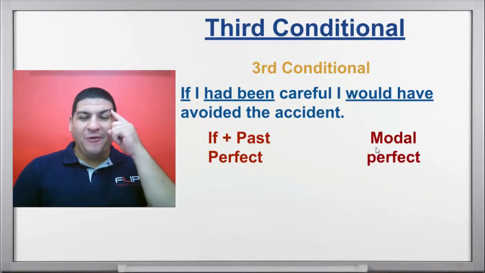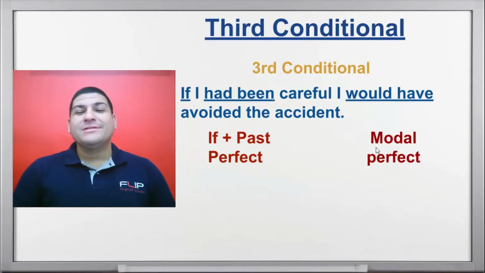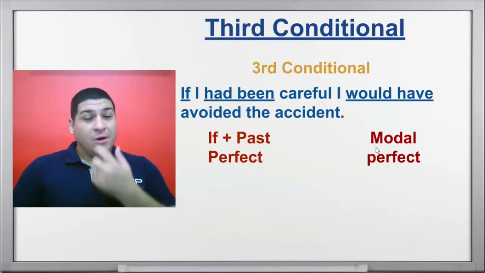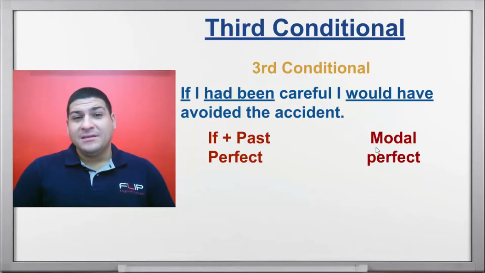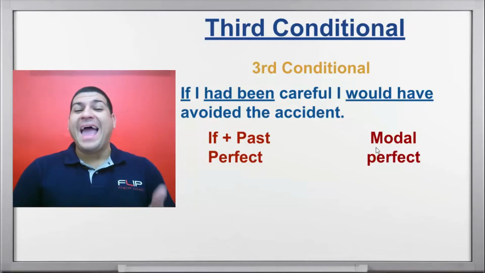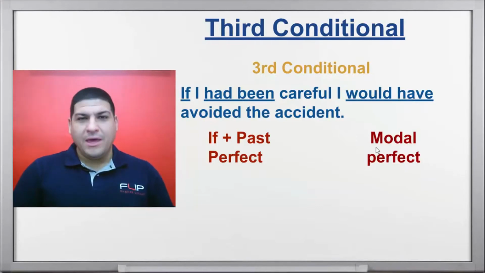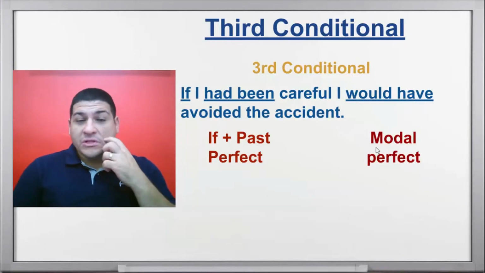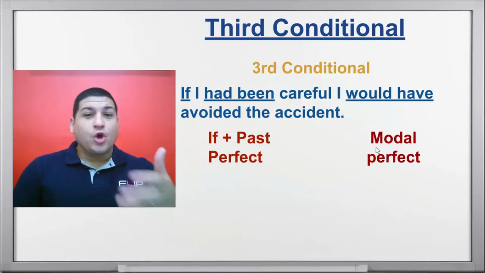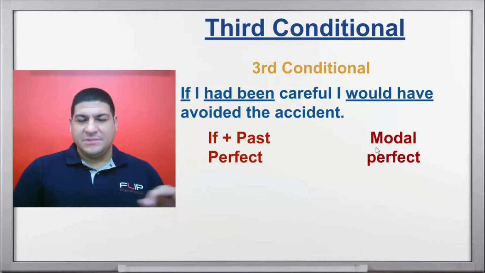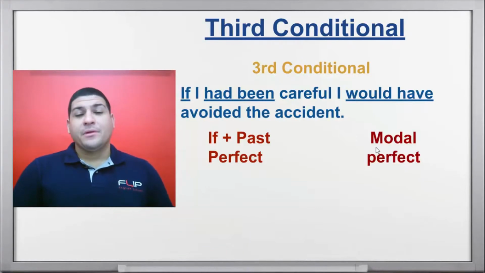Well, let's remember how we build these. How do we build the past perfect? We're going to use had and the past participle of the verb. So that's why it's if I had been careful. Okay? Modal perfect. What's modal perfect? Would have, should have, could have. Okay? Simple. All right, now what does this mean?